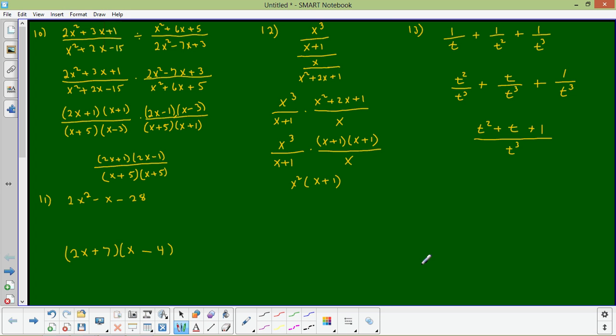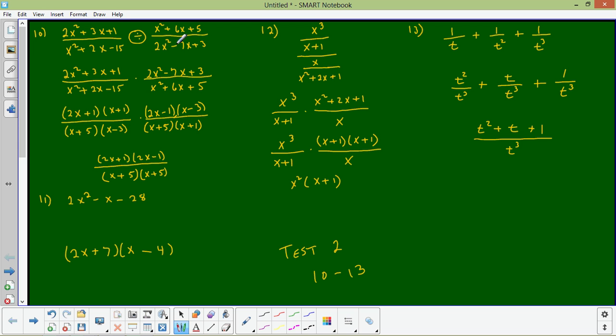Okay, these are the solutions to Unit Test 2, and specifically questions 10 through 13, dealing again with factoring and rational expressions. And so here we go with number 10, which is dividing, right? That's a division sign right there. Dividing two rational expressions, dividing two fractions.